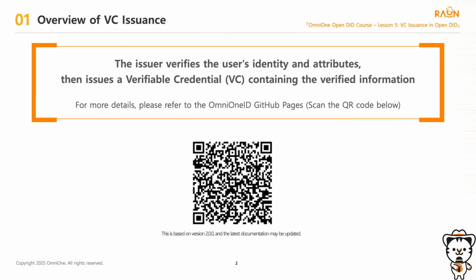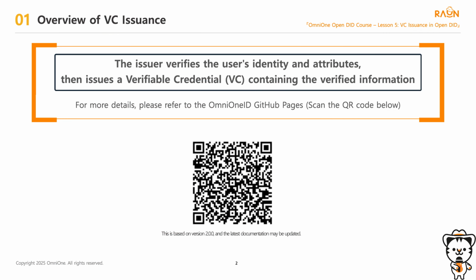Let's get started. VC issuance is the process where an issuer digitally certifies a user's qualification or attribute. For example, Korea University may issue a digital diploma to a student named Hong Gil-dong. This process involves user authentication, data verification, and digital signing, which results in a verifiable credential. In other words, after confirming that the requester is indeed qualified, the VC is issued in a trustworthy digital format.